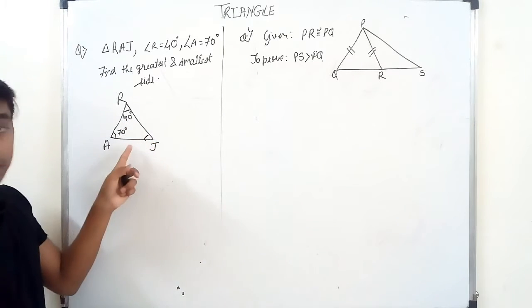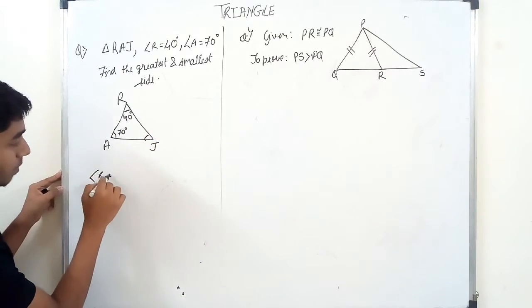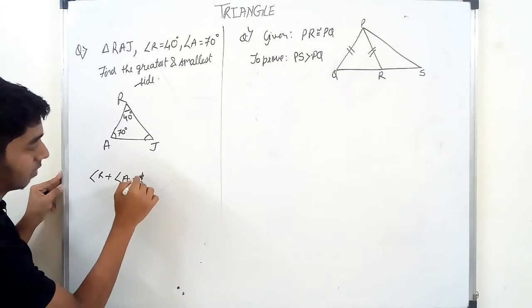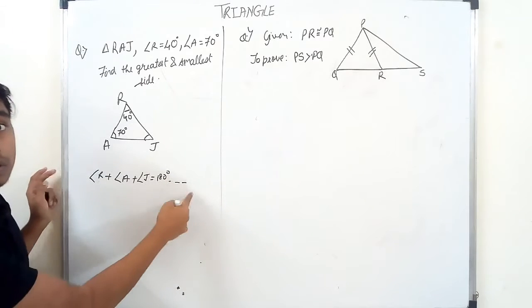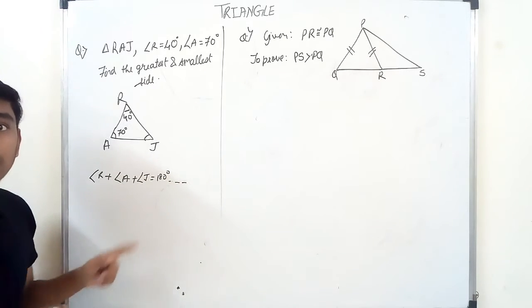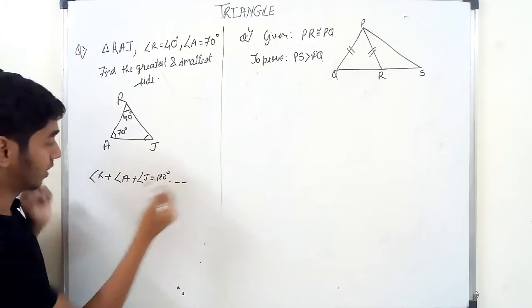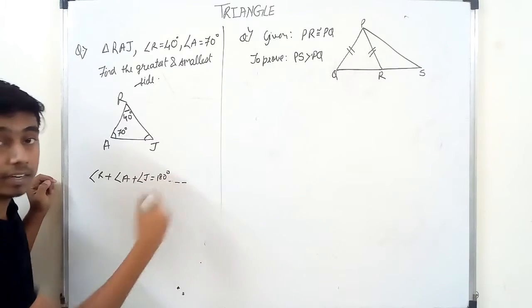Therefore this angle will be, so we can say angle R plus angle A plus angle J equal to 180 degrees. Why? You know the reason. Sum of the angles of a triangle is always supplementary. Therefore it is equal to this. So I want you to write the reason for it.